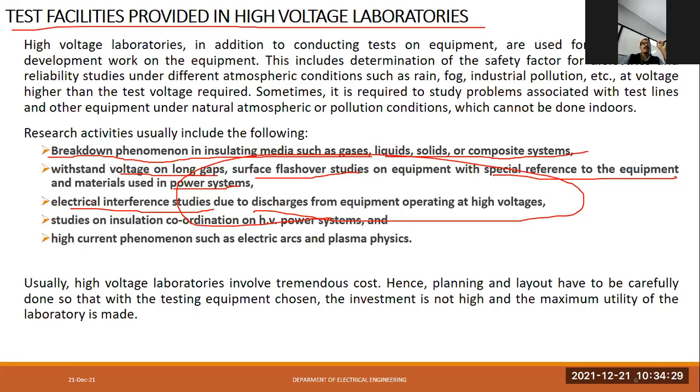Then the last research activity that we have to take up is high current phenomena, like electric arcs and plasma physics. Whenever a high current is passing, at that time we need to think about high current phenomena such as electric arcs and plasma physics. So these are the 5 research activities we usually conduct in a high voltage laboratory.